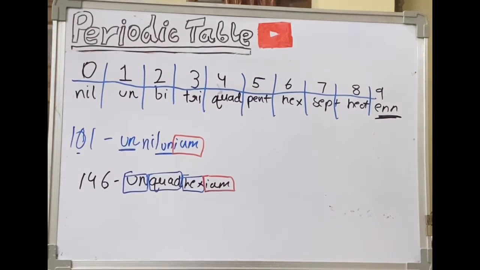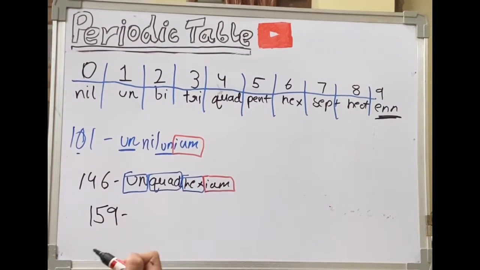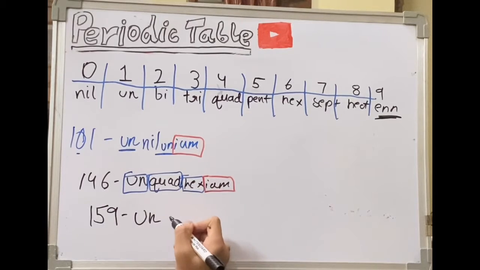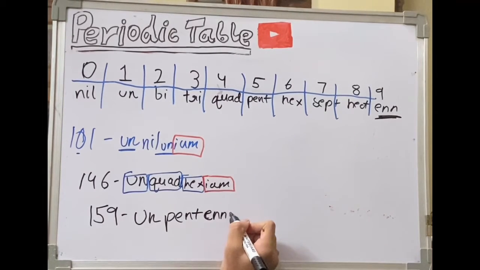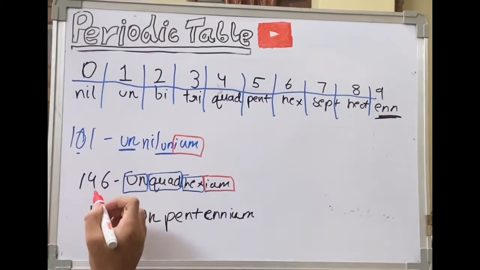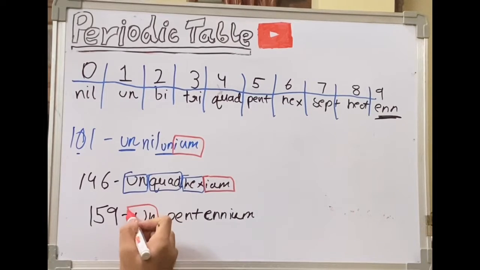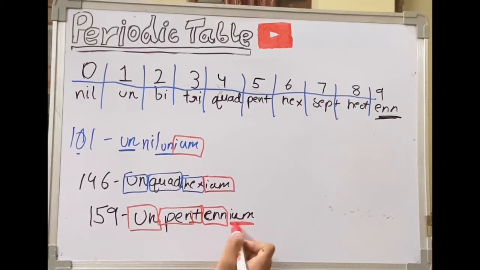Let's take a number ending with 9. This one will be un, pent, enn, ium. These numbers might be hard to pronounce, but this is a very good way to remember them. This is the IUPAC name that we are naming them. So it will be un, pent, enn, ium. Okay, you got this right?